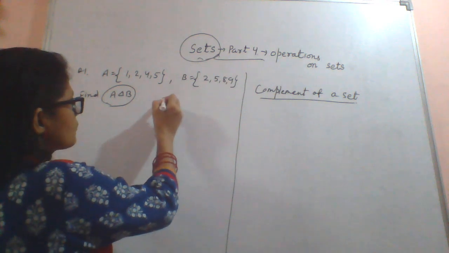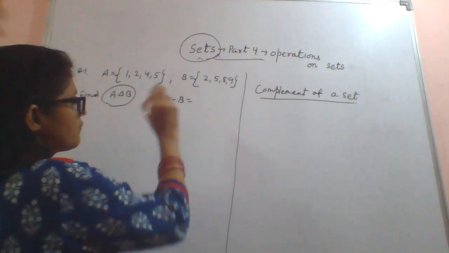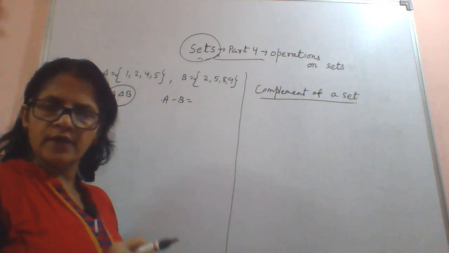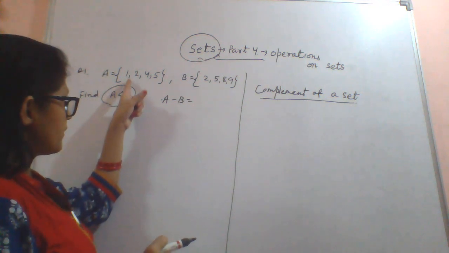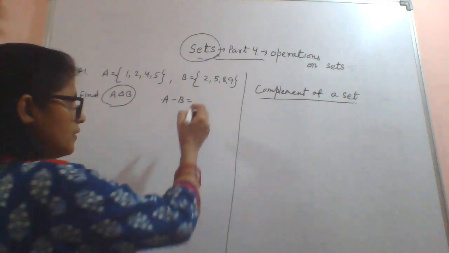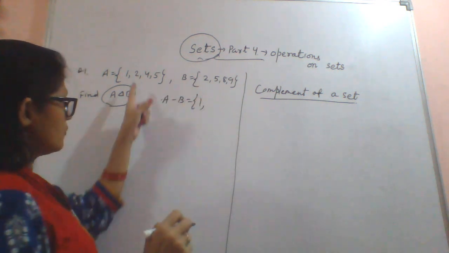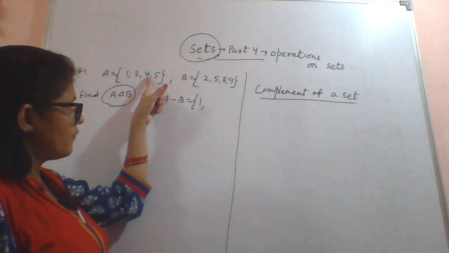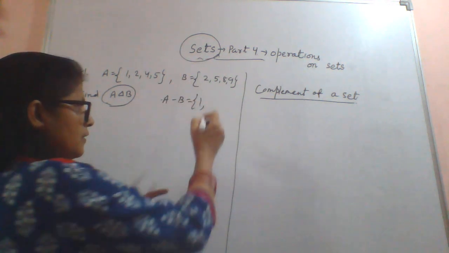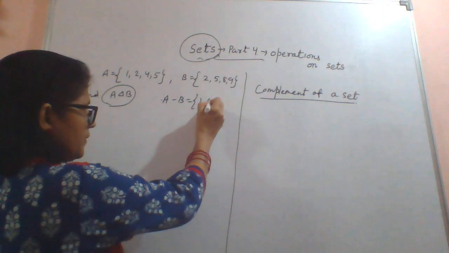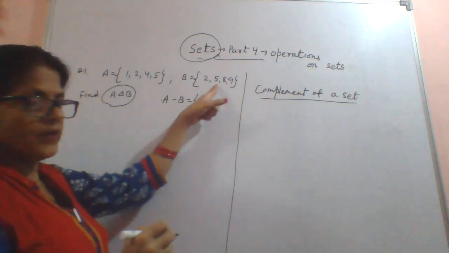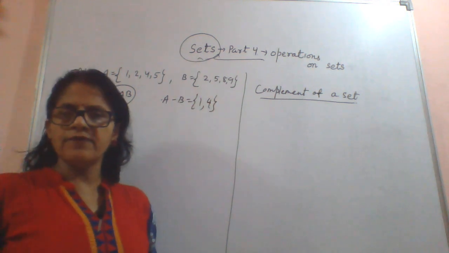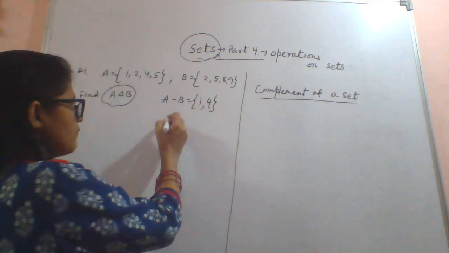So before that we will see what is A difference B. A difference B means the elements which are in A but not in B. So देखिए 1 A में है B में नहीं है, we can take 1. 2 is in A, in B, so we will not take. 4 A में है B में नहीं है, so 4 लेना ही है यहाँ पे. 5 we have. So it means A difference B is 1, 4, I mean set containing 1, 4.